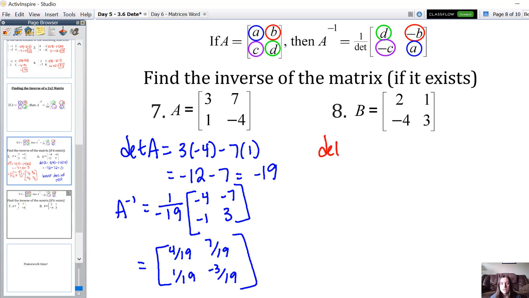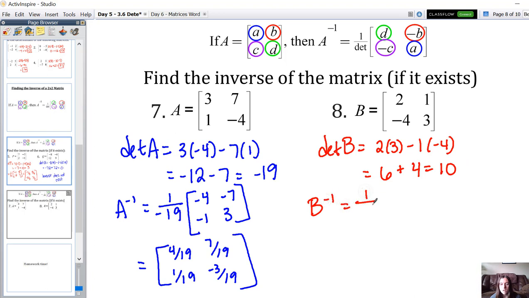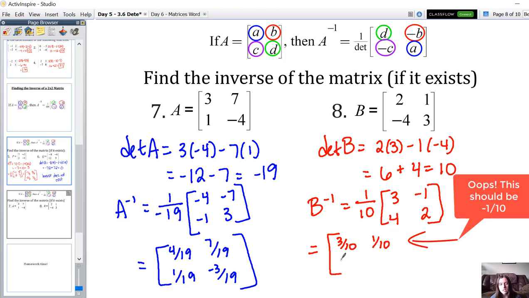Finally, determinant of B gives us 2 times 3 minus 1 times -4, which is 6 plus 4, which is 10. So we do have an inverse. Our inverse, we've got 1 over the determinant times 3, -1, 4, 2. And now we can distribute our scalar and simplify any fractions. 3 over 10, 1 over 10, 4 over 10 reduces to 2 over 5, 2 over 10 reduces to 1 over 5. And there's our inverse.